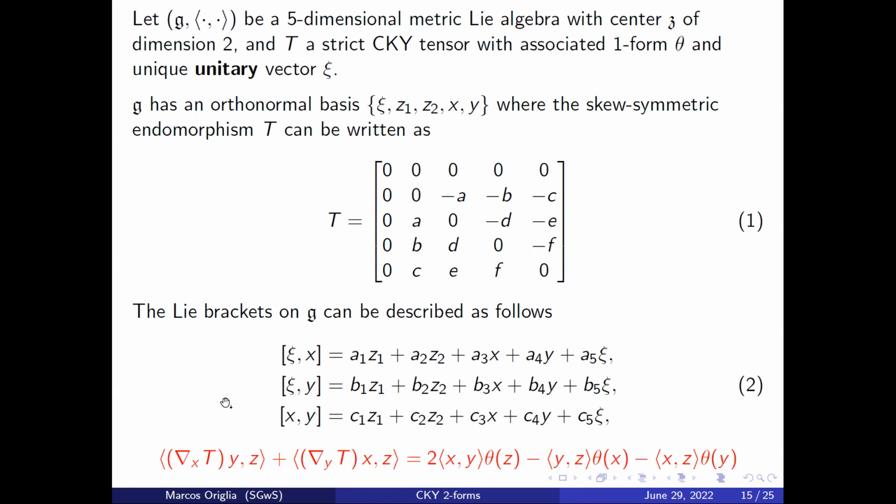Everything is free till here. Then we have the condition to be conformal Killing, and we apply this equation, and we try to reduce and hopefully classify all the possibilities in dimension 5 with this condition on the center, right? Dimension of the center equal to 2.